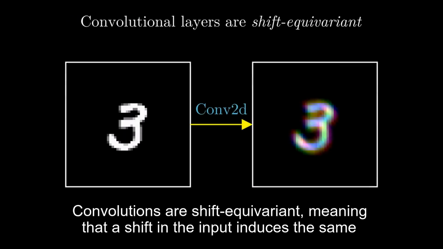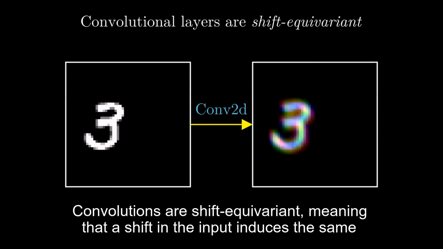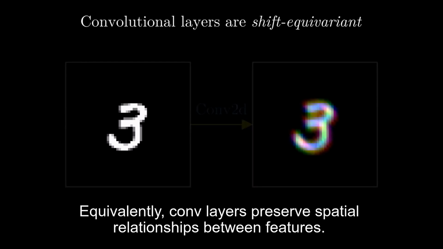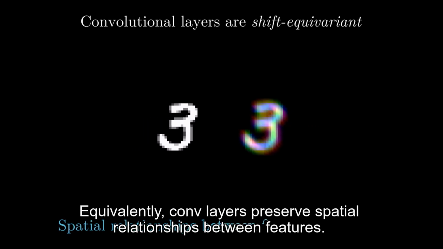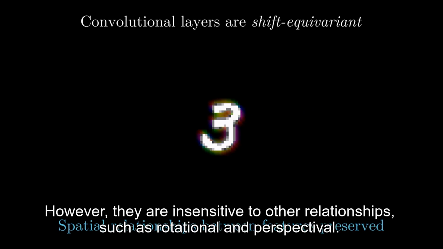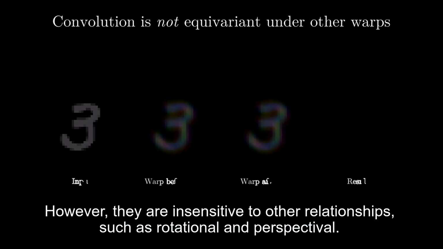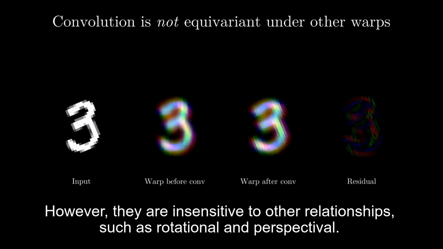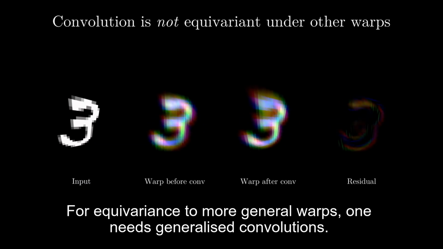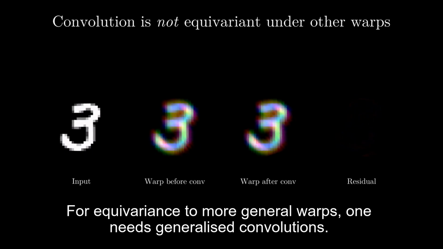Convolutions are shift equivariant, meaning that a shift in the input induces the same shift in the output. Equivalently, conv layers preserve spatial relationships between features. However, they are insensitive to other relationships, such as rotational and perspectival. For equivariance to more general warps, one needs generalized convolutions.